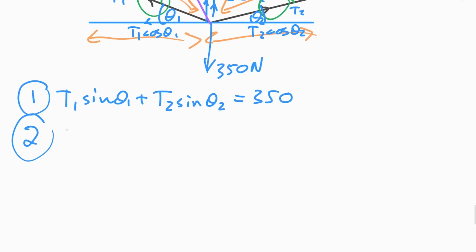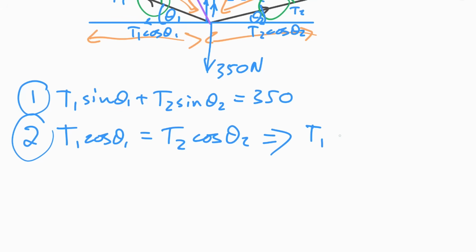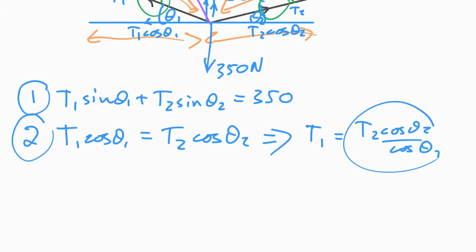And then our second equation is going to be T1 cos theta 1 is equal to T2 cos theta 2, because the horizontal components have to be balanced too. So there we go. We have simultaneous equations. So therefore, we just have to pop one equation into the other. I'm going to rearrange this. I'm going to say that T1 is equal to T2 cos theta 2 over cos theta 1. Then I'm going to pop that into here.